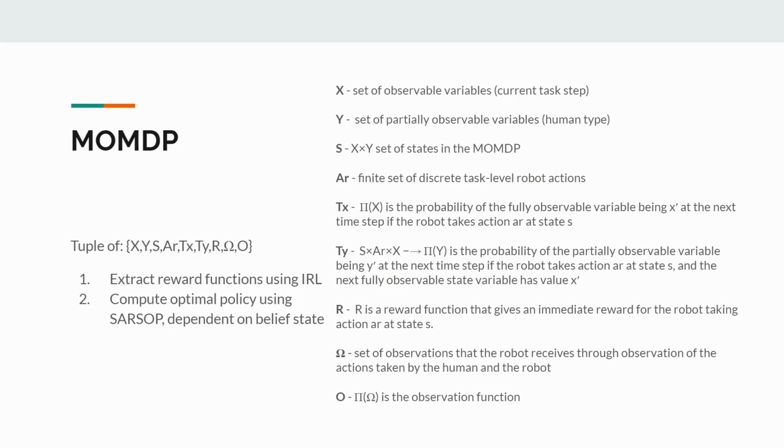Now, one important aspect of this paper is understanding what a mixed observable Markov decision process is. Given what you probably already know about an MDP, this just essentially builds off of that. So instead of a tuple of X, your state, your actions, your transition matrix, your reward function, and gamma, instead you have a tuple of X, Y, S, A, R, Tx, Ty, R, omega, and O.